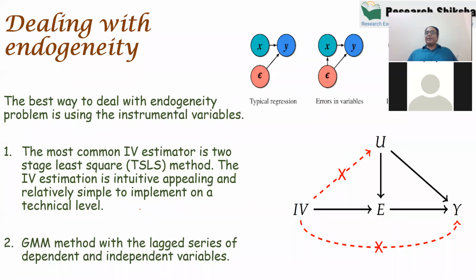X is causing Y, Y is causing Z, Z is causing A. This kind of problem is also known as the endogeneity problem. So I am explaining to you, listen carefully.